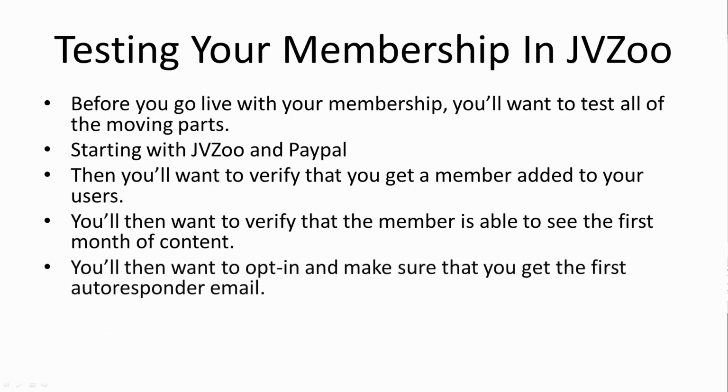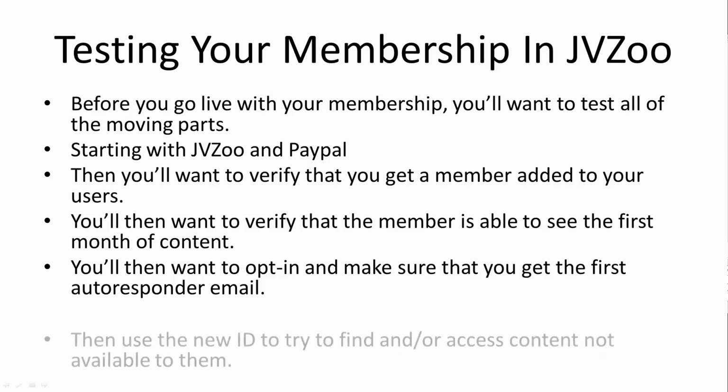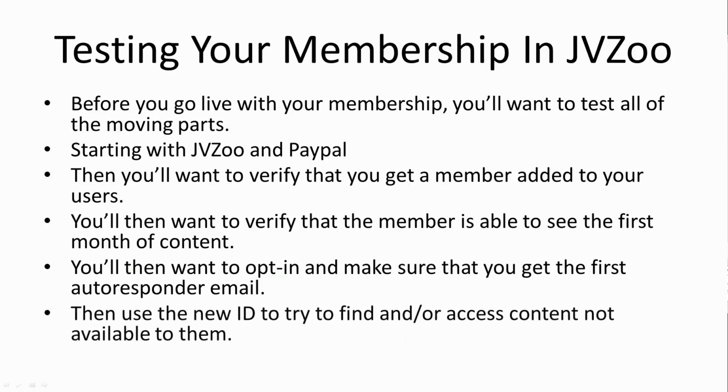You'll then want to opt into your list and make sure you get the first autoresponder email, because that's going to be a good indication that you're going to get the other one in 30 days. Then use your new ID to try to find or access content that's not available to you. This will mean that if you're using that new ID and you can't get to the other content, or you're blocked, or you can't find it for some reason, that means your customer will not be able to share your content without having paid for it.